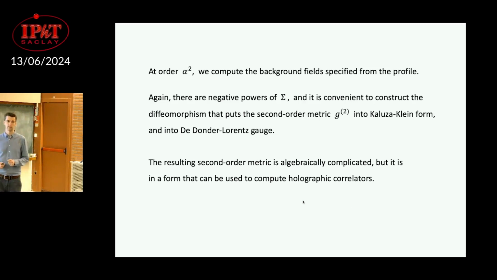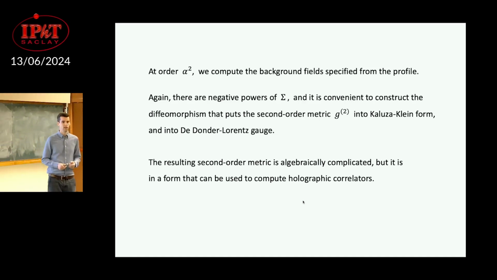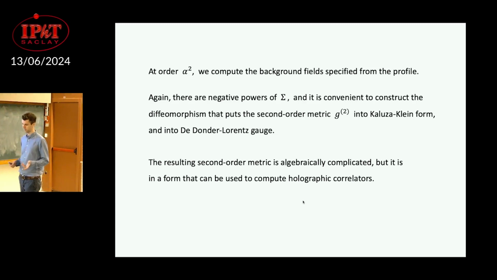At order alpha squared, we of course have to do some work. When one computes the LLM form of the solution, one is again faced with these powers of sigma, which are inconvenient to work with. It's much more convenient to construct the diffeomorphism that puts the second order metric into Kaluza-Klein form and into the de Donder-Lorentz gauge. When one does so, the resulting second order metric is not so pretty. It's algebraically complicated, but it is nevertheless in a form which is convenient to compute holographic correlators.